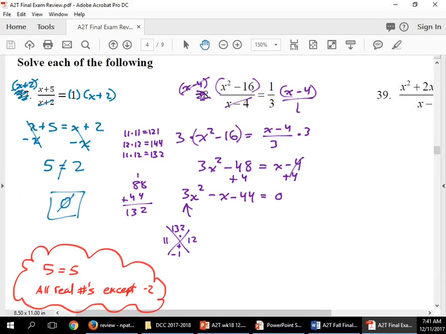Which one's negative? Okay, how do we know that? Because it has to add to negative 1. So what are those numbers for? It's to split up the middle term. Split them up. So we get negative 12x plus 11x. What if I switch the order? That's right also.